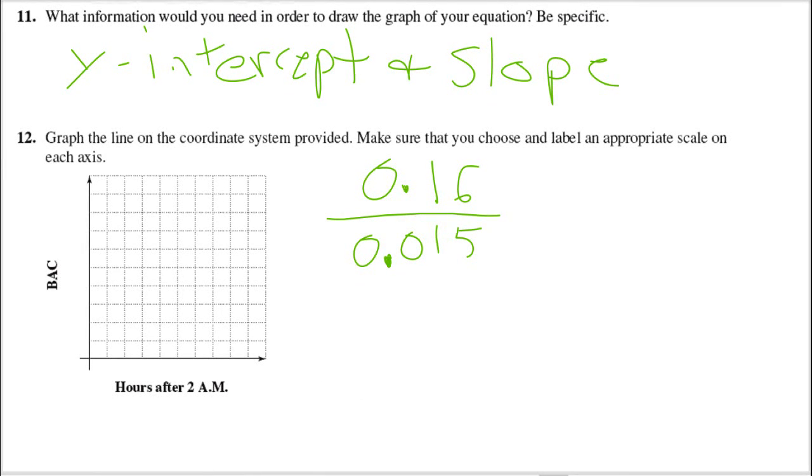And it looks like I've got 1, 2, 3, 4, 5, 6, 7, 8, 9, 10 lines. So I have to make a decision because that's pretty close. I could get pretty close to the x-intercept. I'm going to do that. I'm going to make each line 2 hours after midnight.